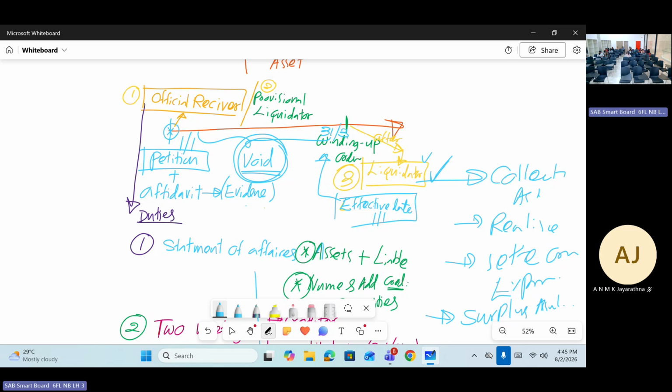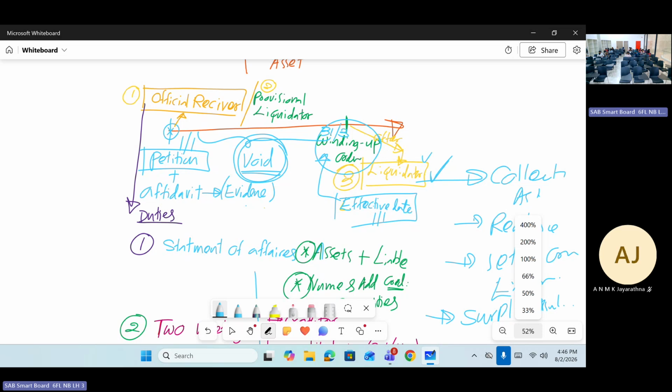Only 3 parties are involved in the winding up by court. Right? Official receiver. The same party will be appointed as the provisional liquidator. Then after the winding up order is given, the liquidator will be the third party. Always after the winding up order. After the winding up order, a liquidator will be appointed in order to conduct the liquidating proceedings.